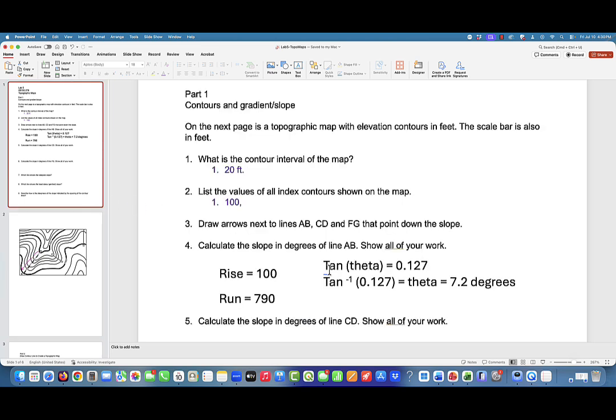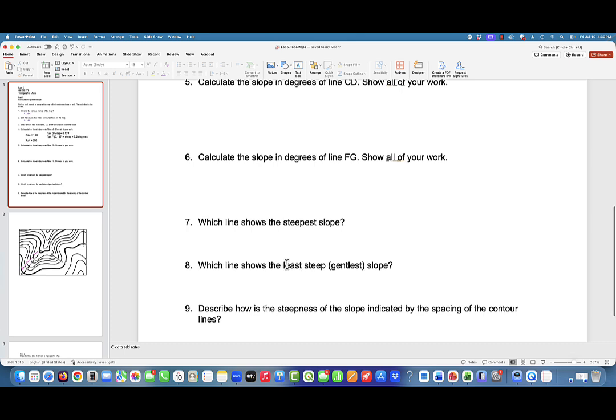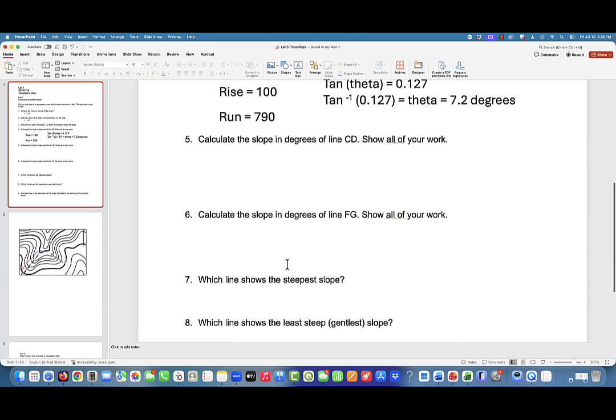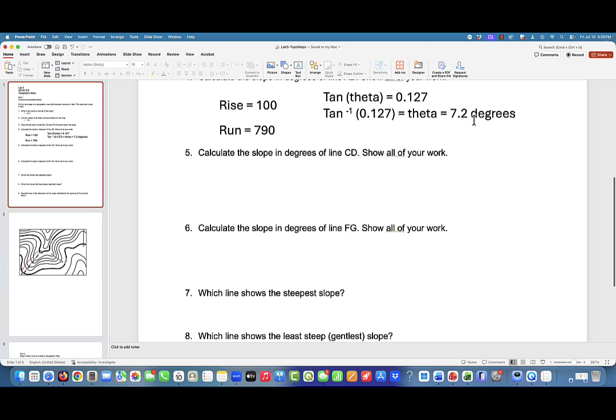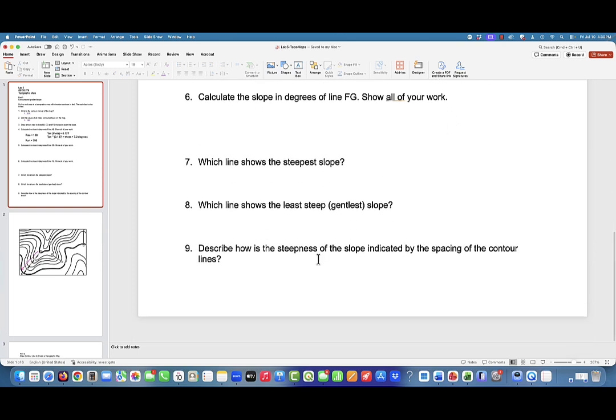So you'll continue that. You'll do that for C and D and F and G, and then answer which ones are the steepest and least steep or most gentle slope. That's just going to depend on your number of degrees, right? The higher the number of degrees, the steeper the slope is. And then you just describe how you can tell that from the topographic map.